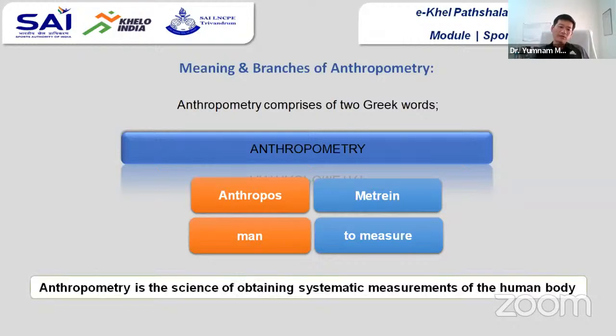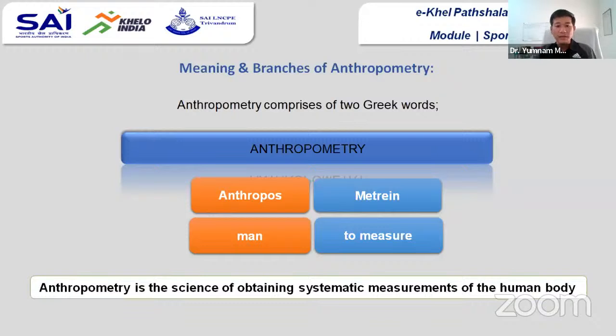So anthropometry, you can simply say, is the measurement of man. The science which deals with the measurement of man is called anthropometry. So anthropometry is the science of obtaining systematic measurement of the human body. If you want to measure a person, then anthropometry is the science which deals with what kind of measurement to take, what equipment should be used, and how to take the measurement. The protocol and procedure we have to follow has been given by this subject, anthropometry.